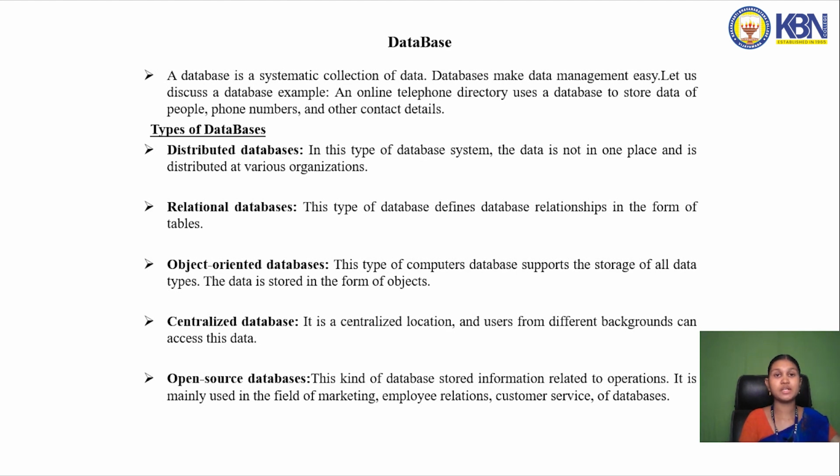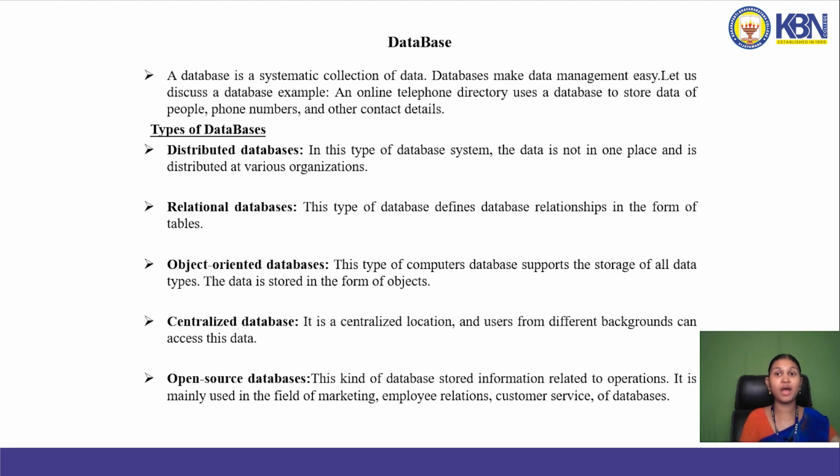Next, coming to what is a database. Data, as we previously discussed, is the collection of information. Here also, a database is a systematic collection of data that you can manage easily. Let us take one example. An online telephone directory uses a database to store the data of people, phone numbers and other contact details. In this, we have several types of databases.